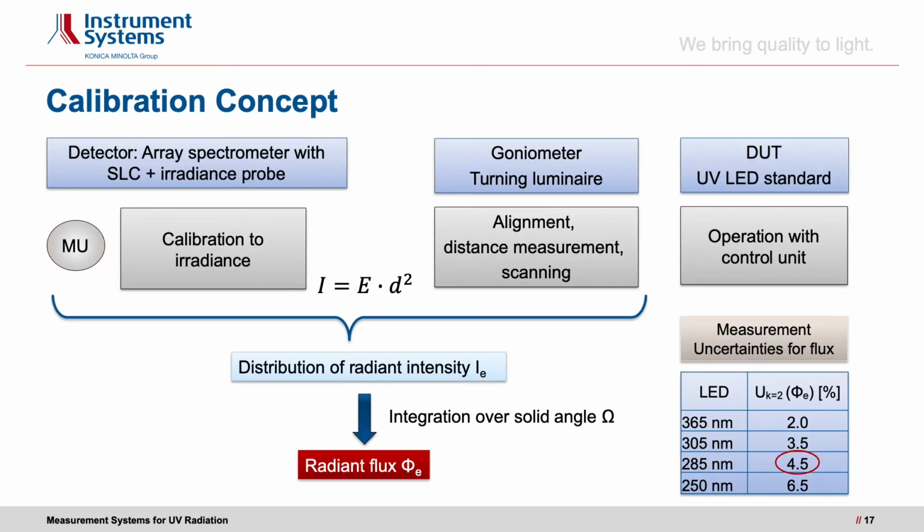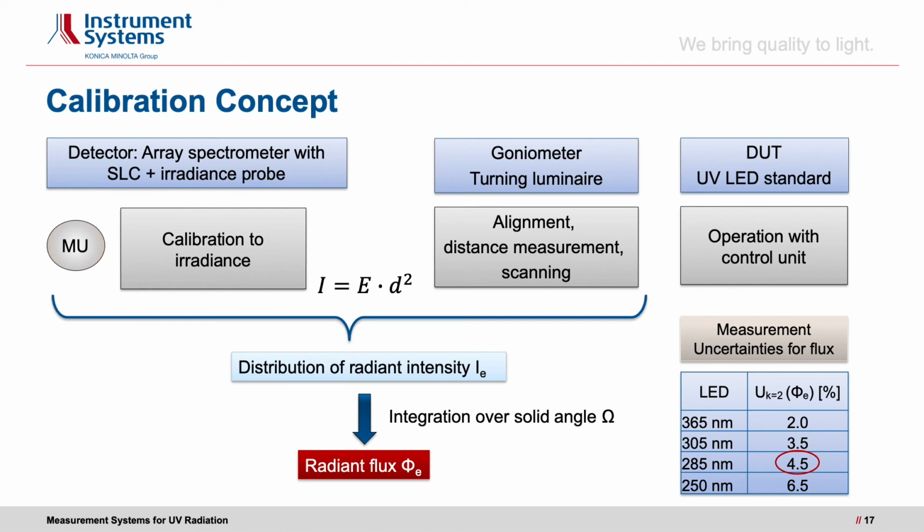How does the calibration concept look? As a detector, an array spectroradiometer with stray light correction and an irradiance probe was used. Of course, the calibration to irradiance will have a certain amount of measurement uncertainty, which is the biggest contribution in the total budget of measurement uncertainties.